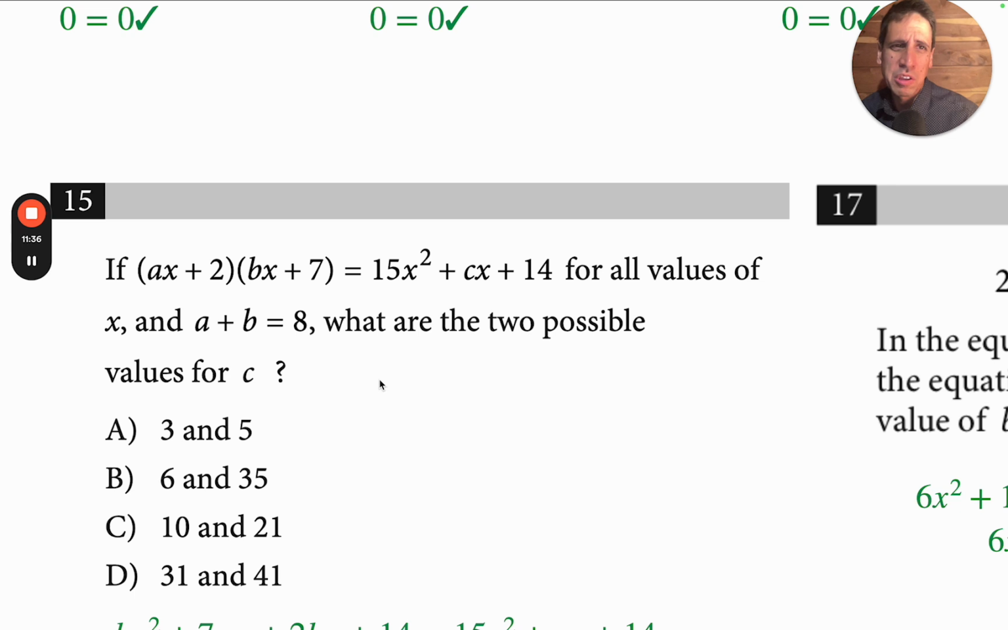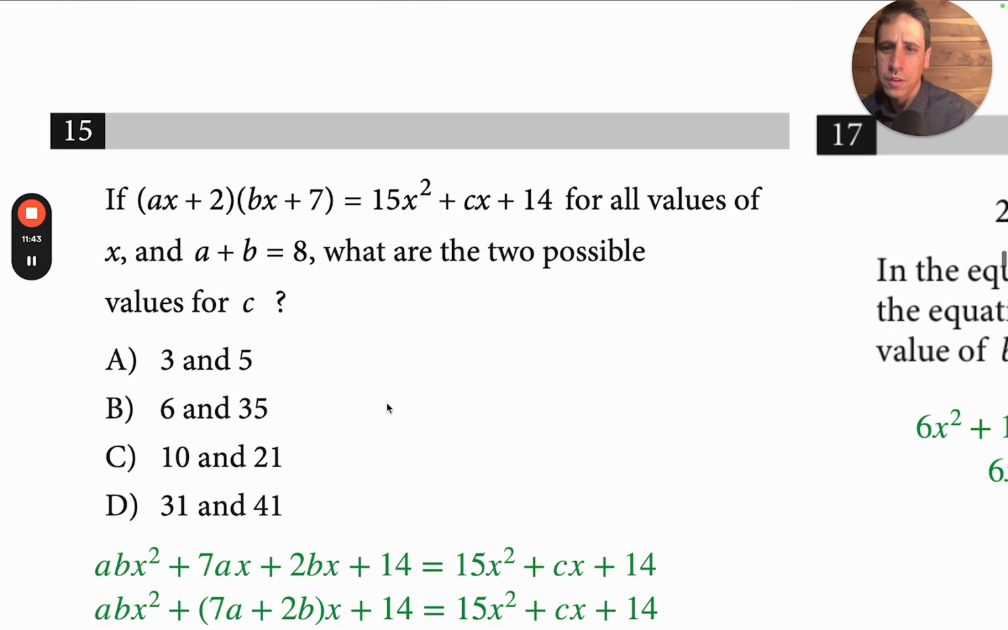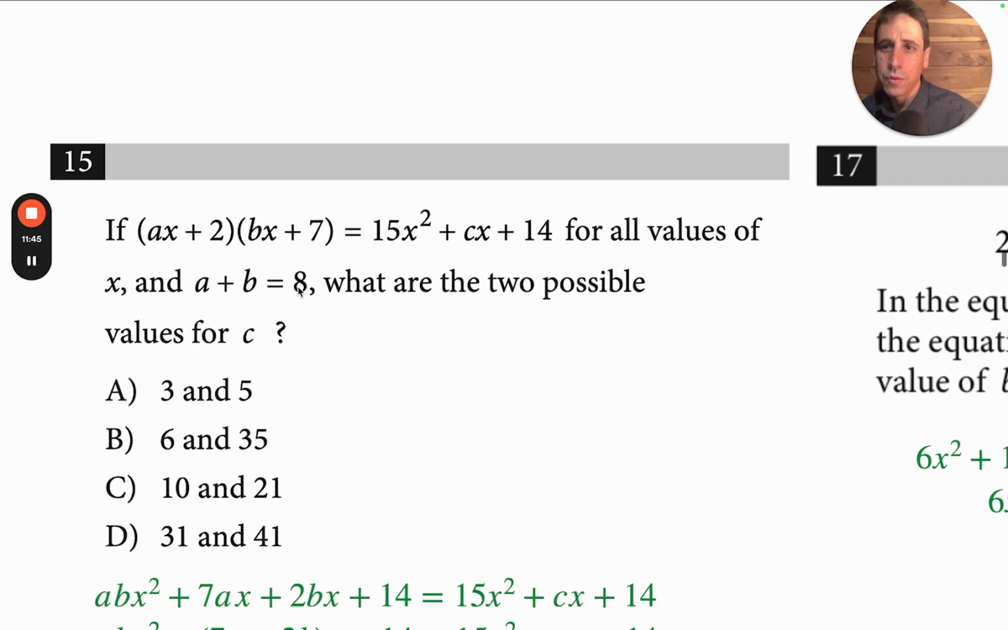Well, let's get curious and play around with it. Let's get rid of the parentheses. I think we can FOIL this, can't we? Sure, foiling this, that's what this would look like. ax times bx would be ab, collecting the x's, you get x squared. And then the outside terms would be 7ax, and then the inside terms would be 2bx, plus 14 is equal to 15x squared plus cx plus 14, true for all values of x. What are the two possible values of c?